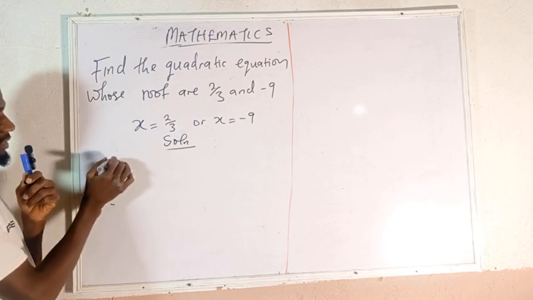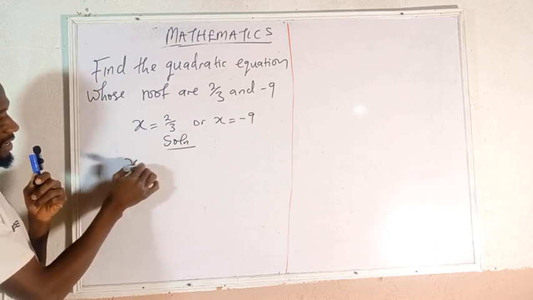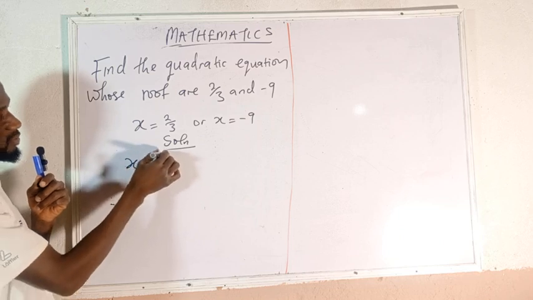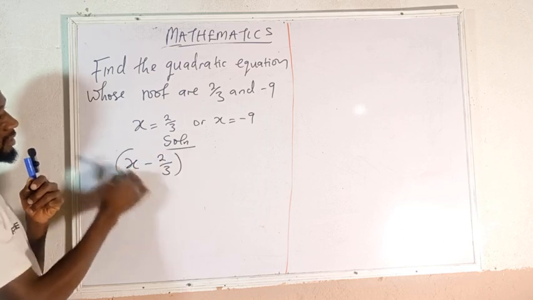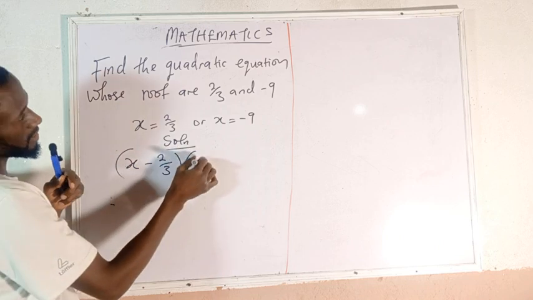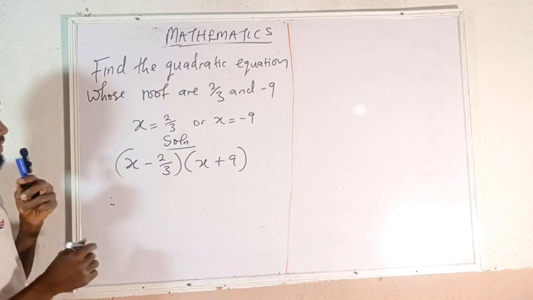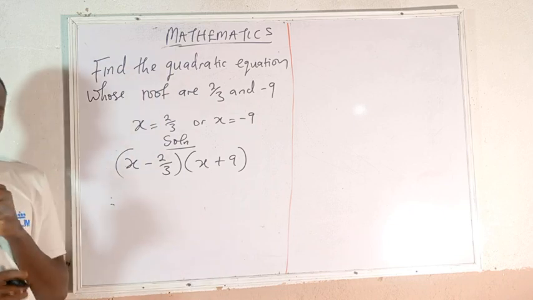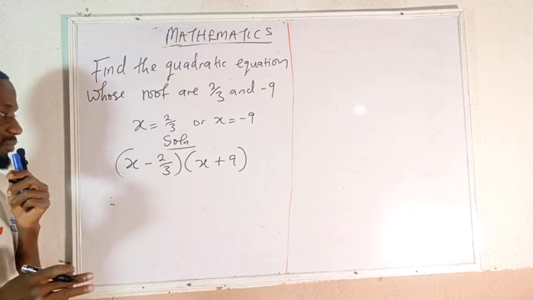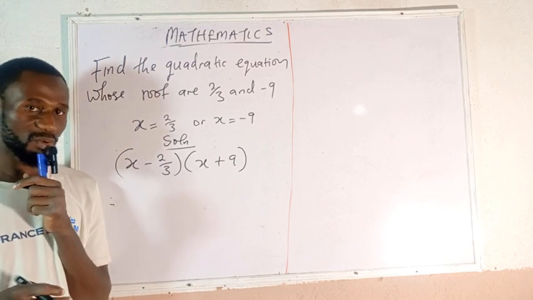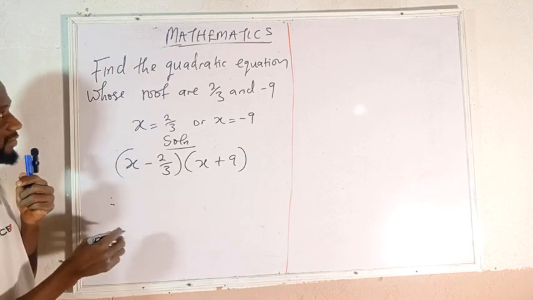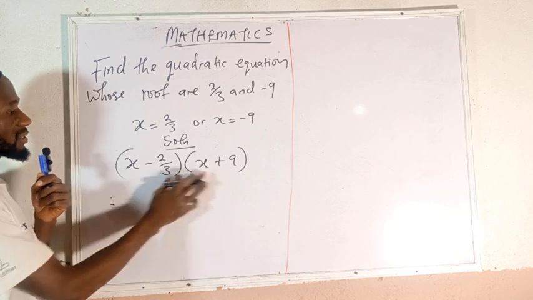Remember that we can say (x minus 2/3) into (x plus 9). That's the two brackets we have. Let's remove the brackets so that we can find the value of x. We can find the root of the equation. We have x times x.